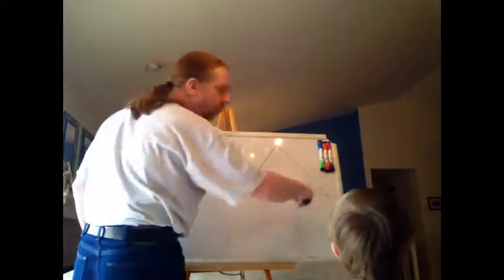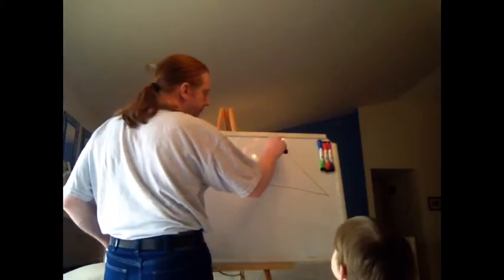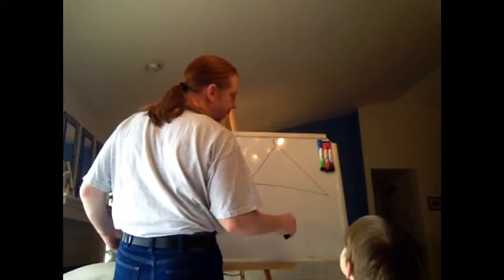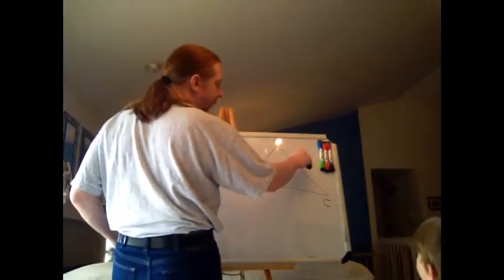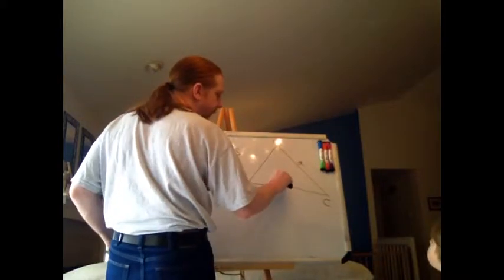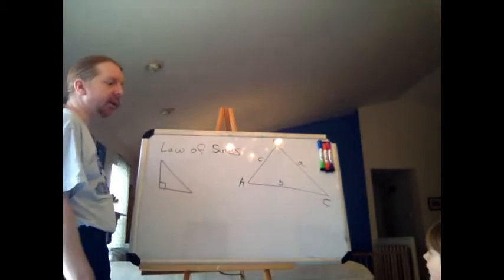Now let's label these corners. You know the alphabet, right? What comes first? A, and then? B, C. All right, we're going to label the sides the same way. So what goes first? A, then? B, C. Check that out, huh?